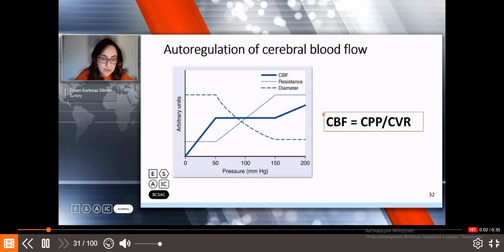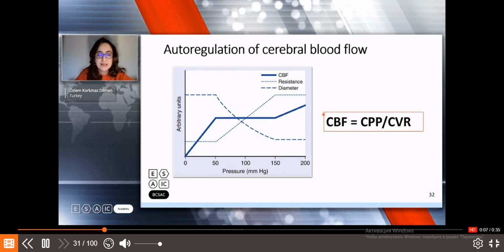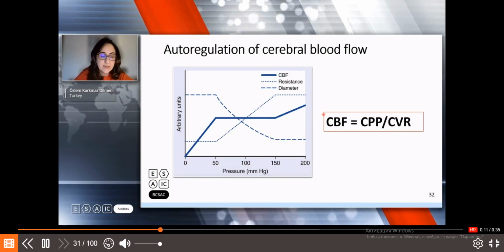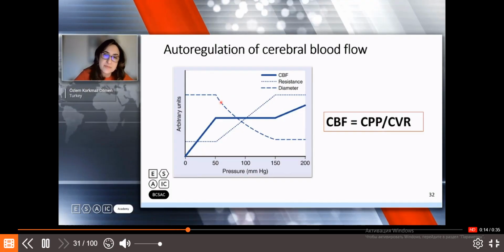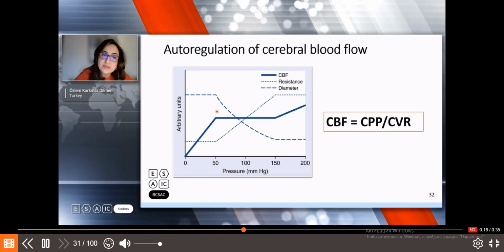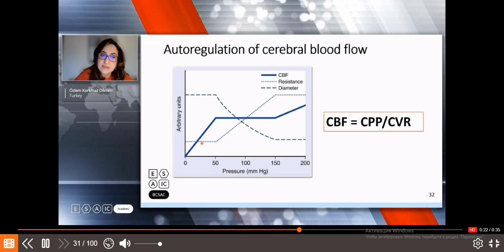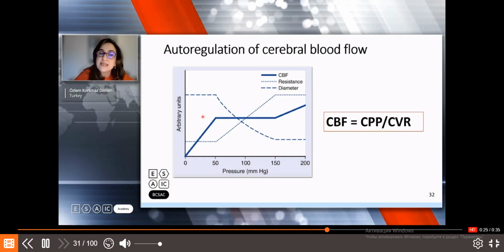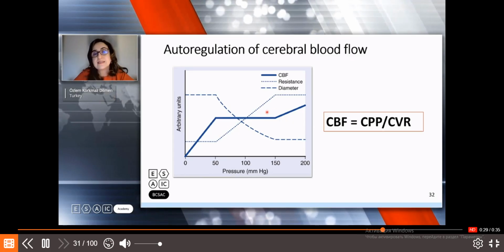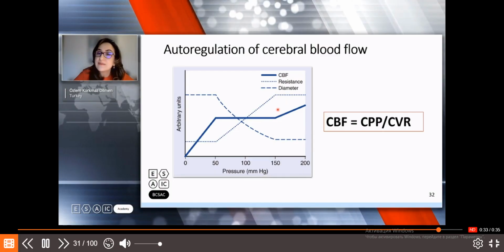According to the myogenic hypothesis, change in cerebral perfusion pressure directly influences alterations in vascular smooth muscle tone independent of extrinsic factors. As you see here, during hypotension, the diameter of the cerebral vessels increases and the resistance of the cerebral vessels reduces to sustain enough perfusion. During hypertension, the resistance increases and the diameter of the vessels reduces to prevent hyperemia.